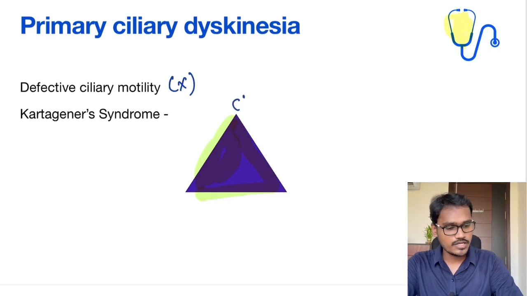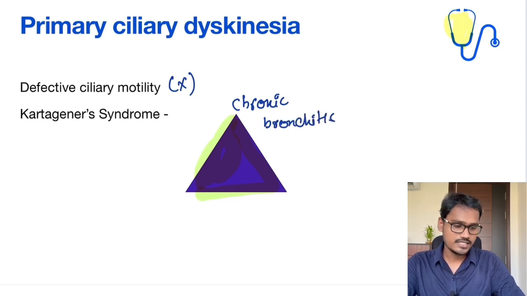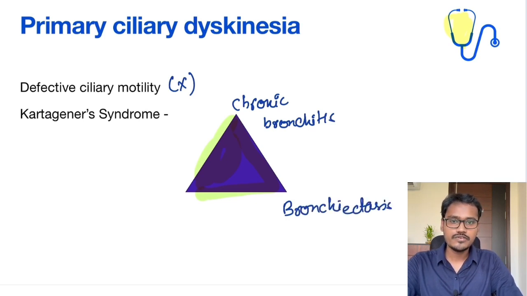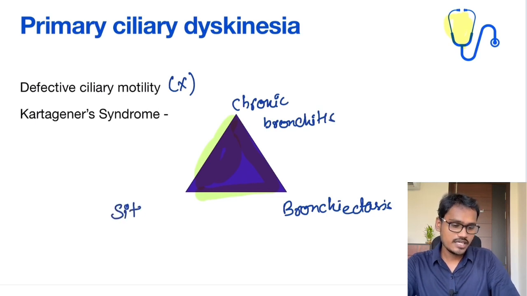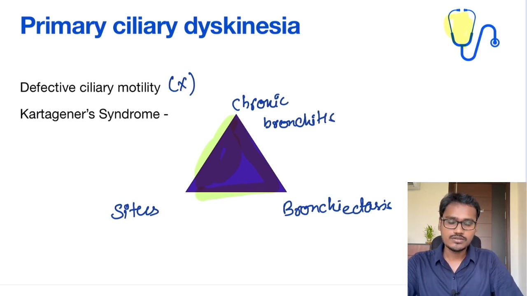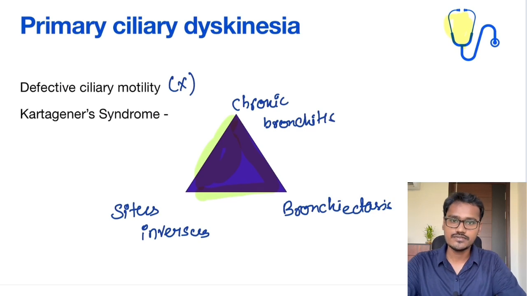It is chronic bronchitis, bronchiectasis, and then one more important feature, situs inversus. Situs inversus means the organs that are normally on the right have gone to the left, and the left-side organs have gone to the right. That is called situs inversus.